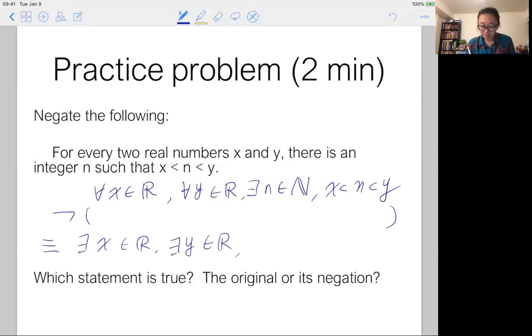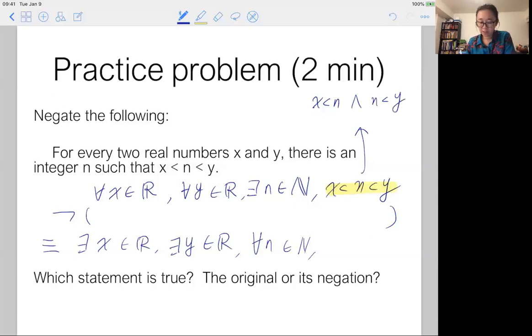And exist became for all. And now the last bit is interesting. What is the negation of this thing? This thing can be translated to two conditions: x smaller than n, and n is smaller than y.